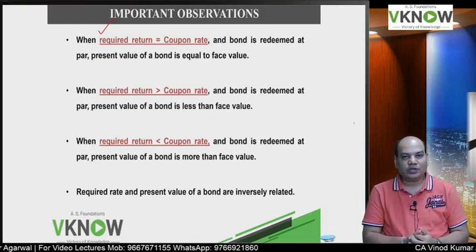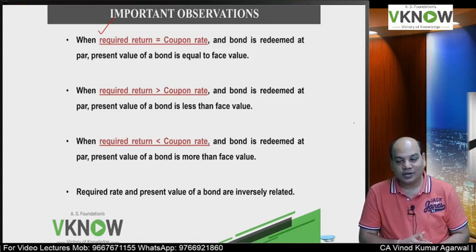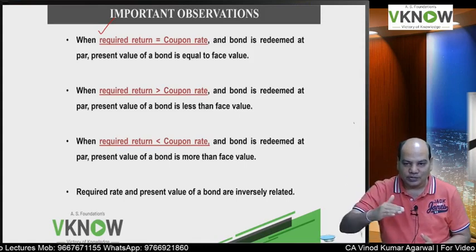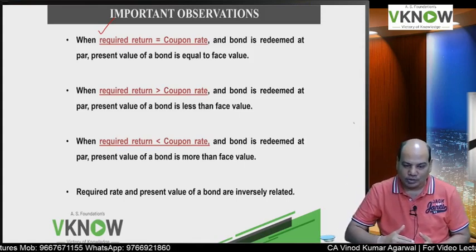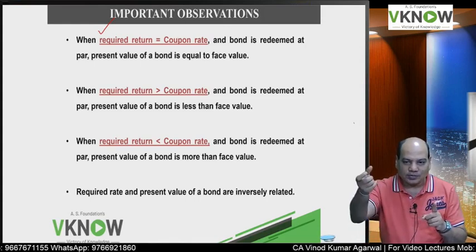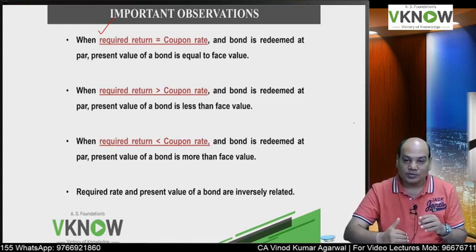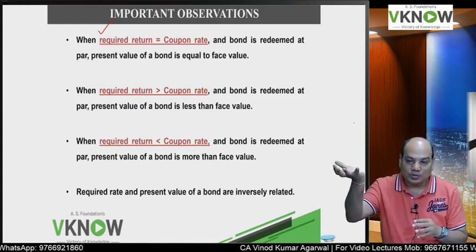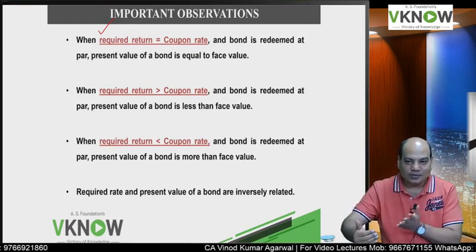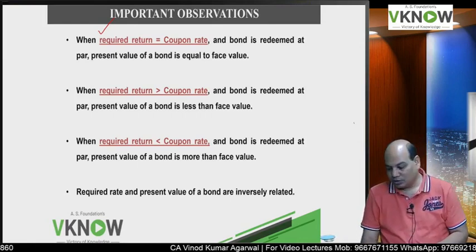Sir, what is inversely related? If the required rate of return goes up, the present value of the bond will fall. When we go from 12 to 14%, you will see the value of the bond has gone down. But when the required rate of return falls, the value of the bond goes up. When we had gone from 14 to 10%, the value of the bond has increased. So that is called inverse relationship.